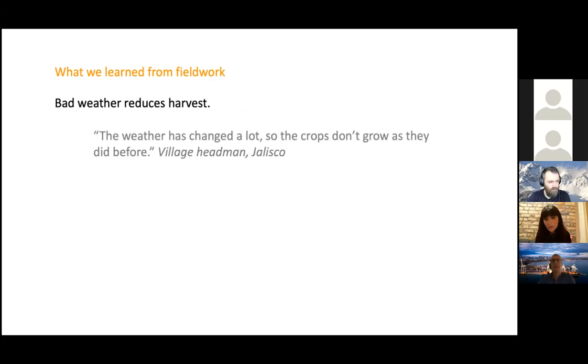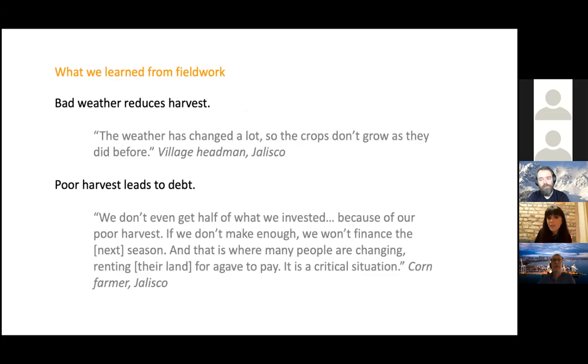And then obviously, this is not surprising, bad weather reduces the harvest. So the crops don't grow as much as before. So there's a decline in their productivity. And then poor harvest actually leads to debt, because they need a good harvest in one year to have savings to buy the things that they need for the next season. So losing things in one season also affects the next season. And this farmer talked about this being a really critical situation for people.